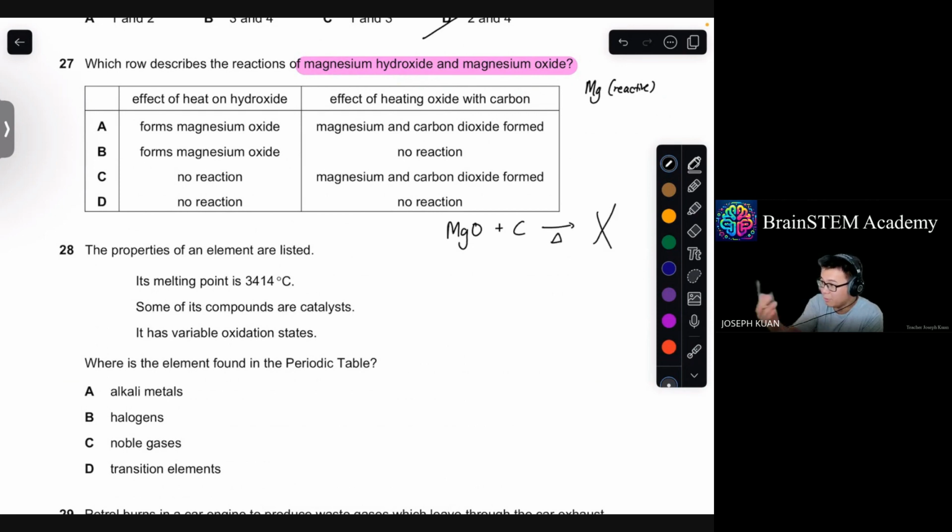Remember the reactivity series from the previous question? Carbon is below magnesium. It's not as strong as magnesium in terms of reactivity. So there will be no reaction for heating the oxide of magnesium with carbon. What about the hydroxide? Well, metal hydroxides in general, when you heat them, form oxides. So the answer for this question is B. Generally, metal hydroxides, when you heat them, do release oxides, and some byproducts.